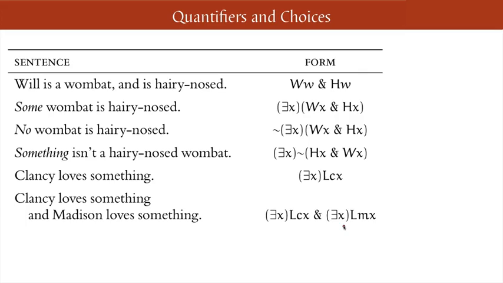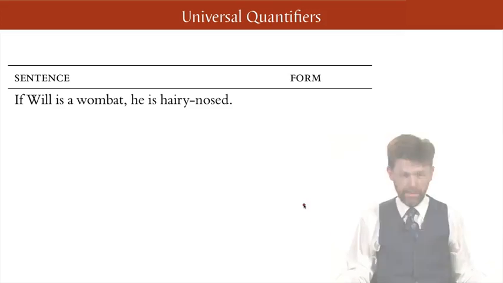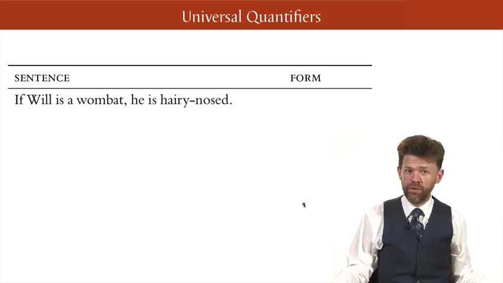On the other hand, if I want to say that Clancy and Madison love the same thing, I can. I can conjoin LCX and LMX and say that I need the one thing to fill that role. And now it's the one thing that Clancy and Madison both love. Now that's the backward E, the existential quantifier. And that's not the only quantifier we'll look at.